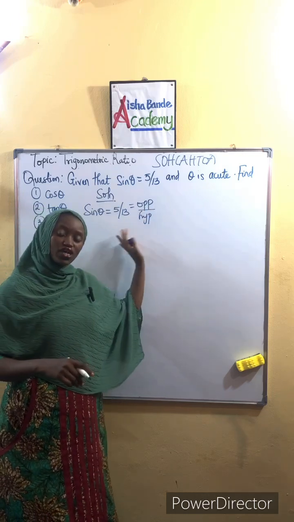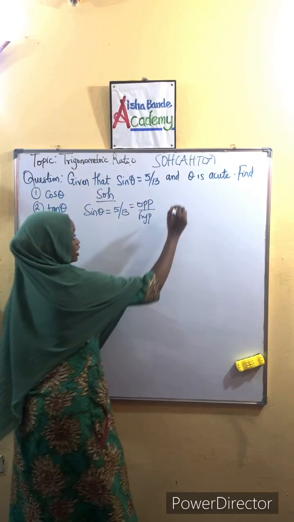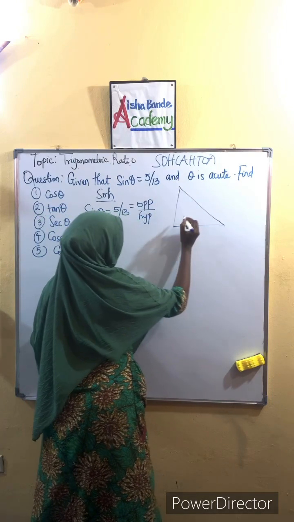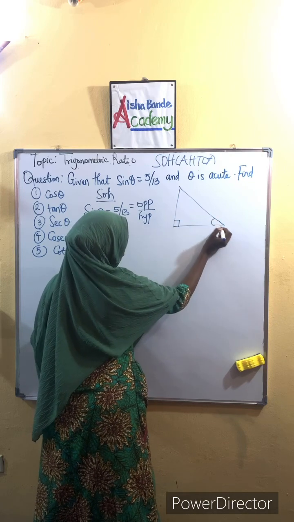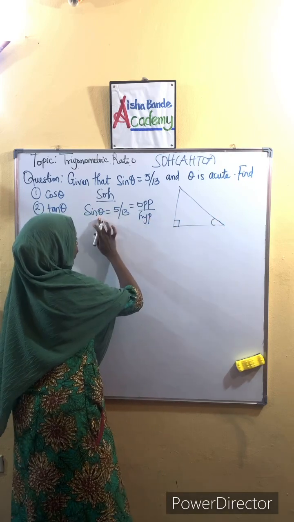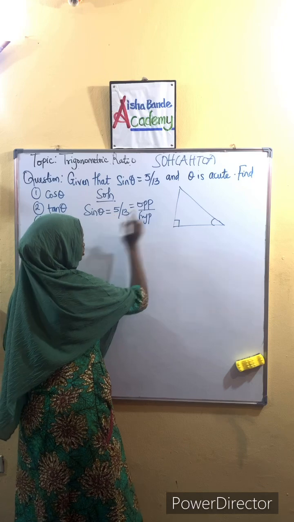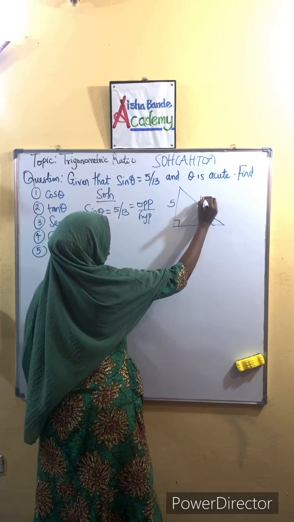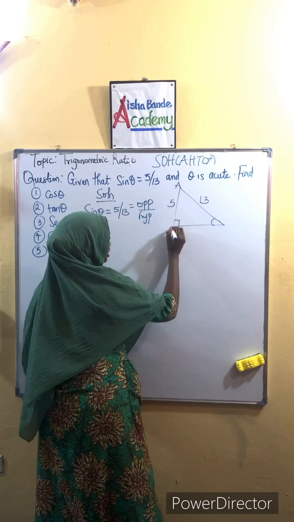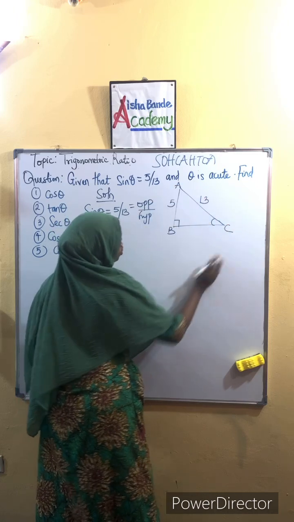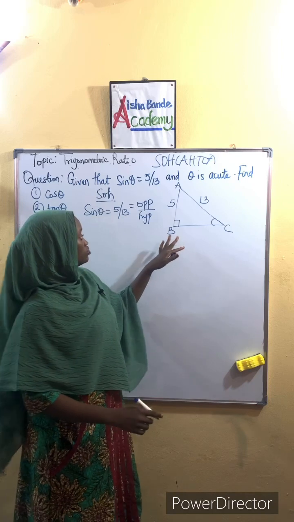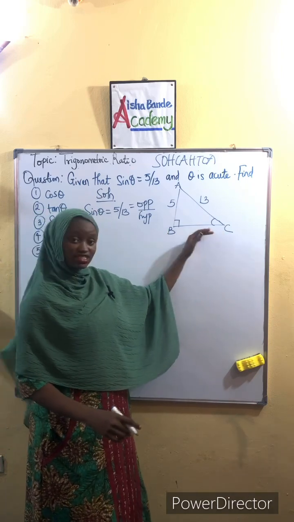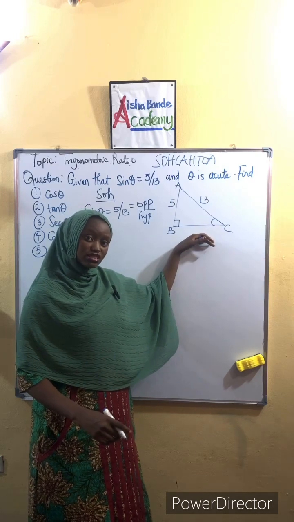This question requires us to sketch a diagram, which is a diagram of a right angle triangle. So let's just make a simple sketch here. This is a right angle triangle. We have the opposite side, which is 5. We have the hypotenuse, which is 13. Let's label this as ABC. Side BC is the side we do not have, which is the adjacent side. So we have to look for this side.